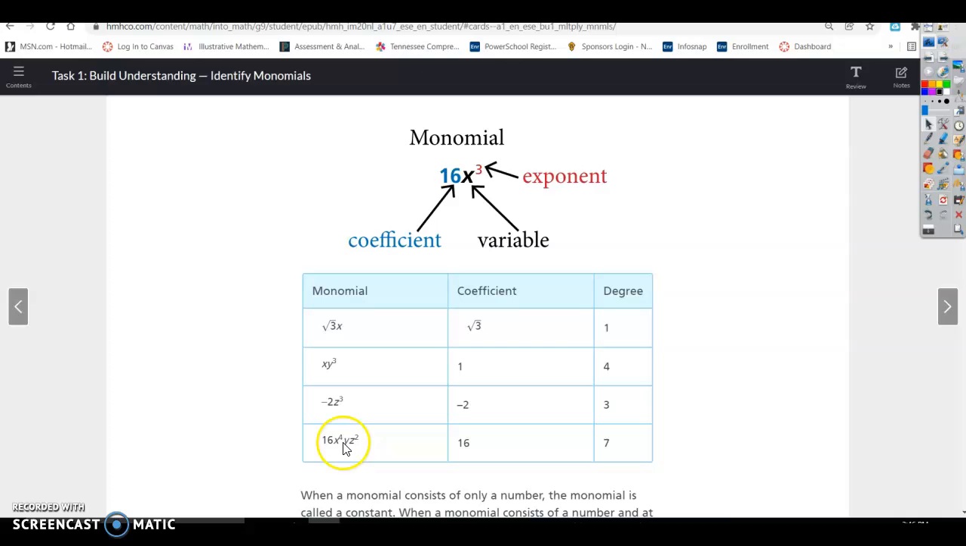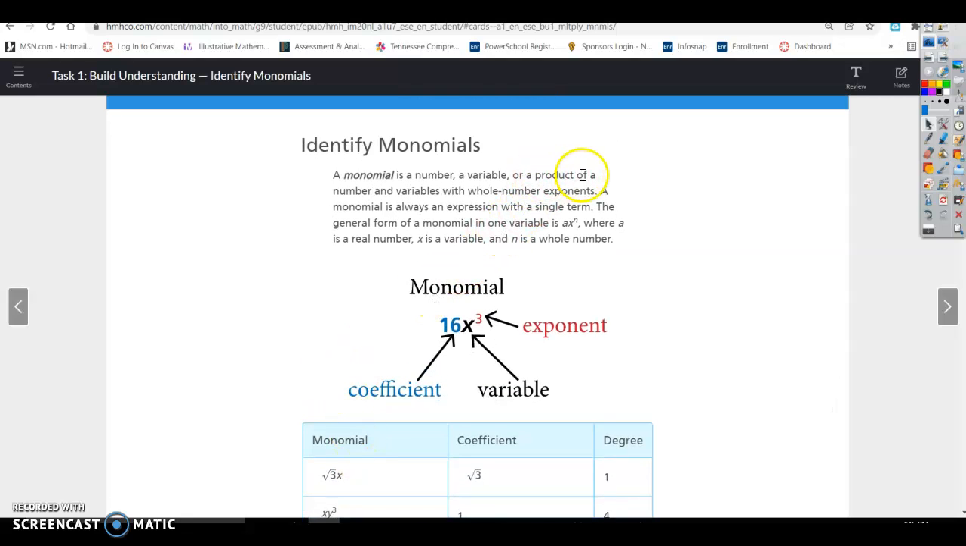16x to the fourth, yz squared. 16, the number, is your coefficient, and the degree of the monomial is the sum of your exponents. So 4, the y has an exponent of 1, so 4 plus 1 is 5. 5 plus 2 is 7, so the degree would be 7. So these are all examples of monomials. You can see that they're all one term.